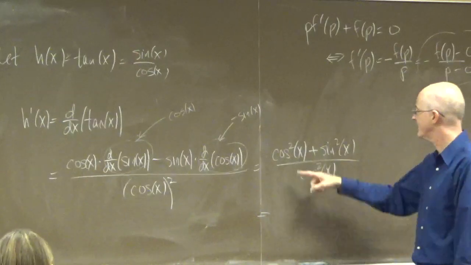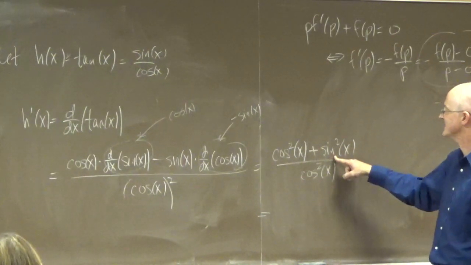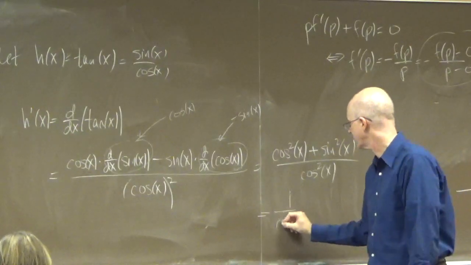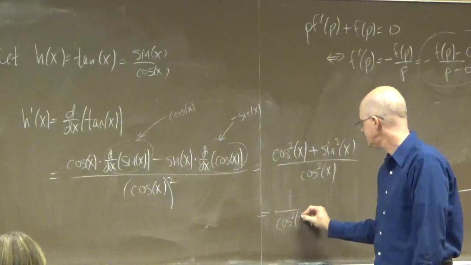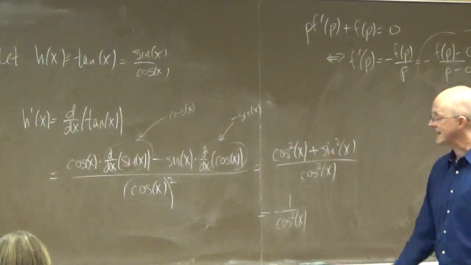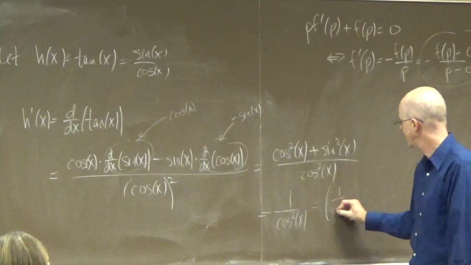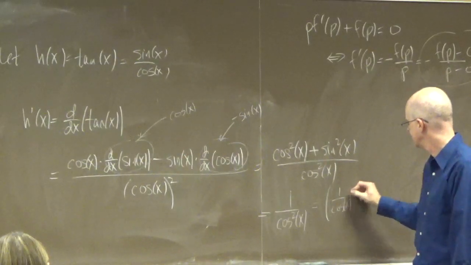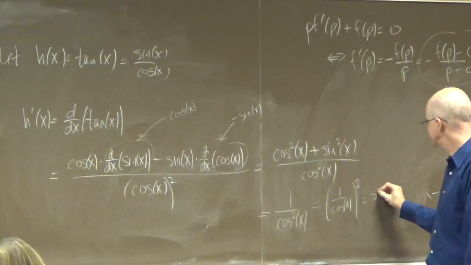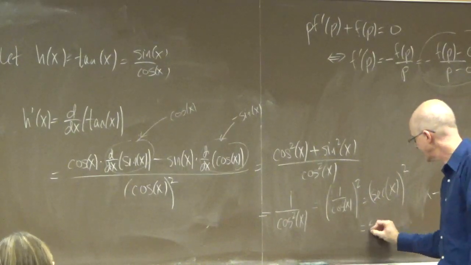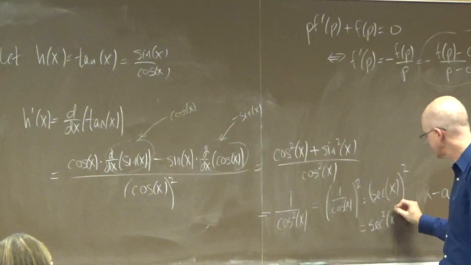We have our old friend, the Pythagorean identity. Cos squared x plus sine squared x always equals 1. The top is a 1. The bottom is a cos squared x. That is okay for the derivative of tangent. It's also sometimes written as secant x squared, the shorthand for which is secant squared x.